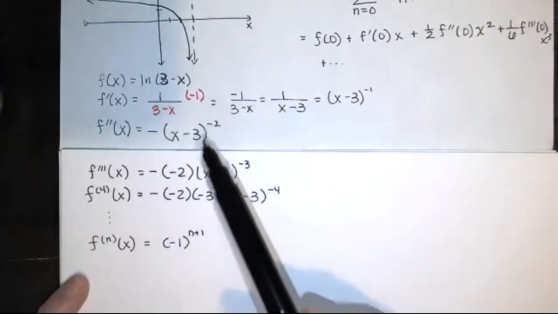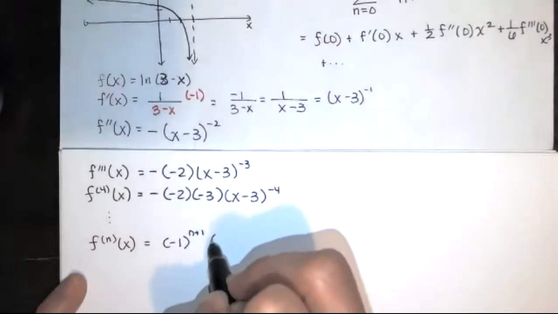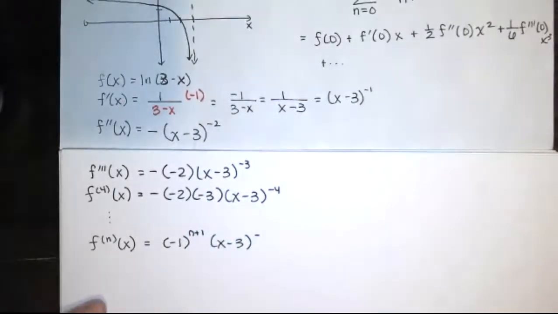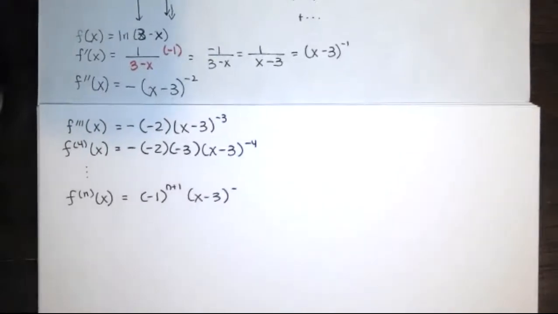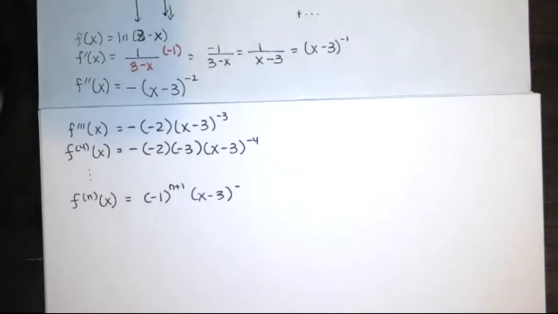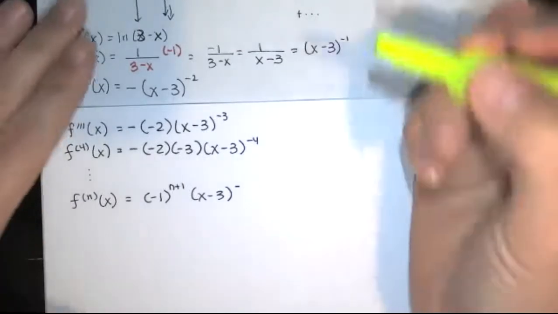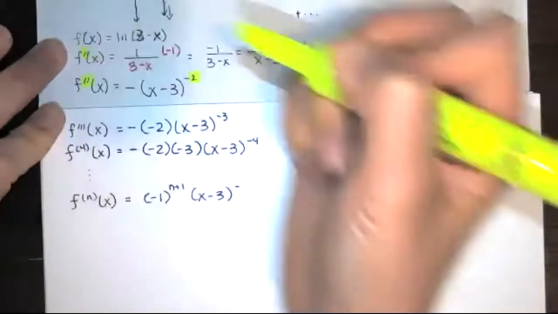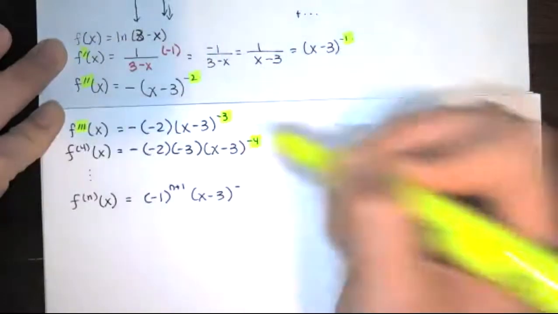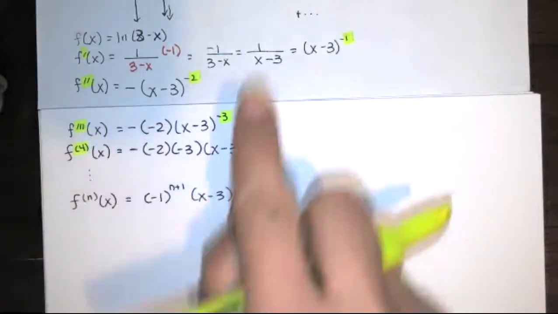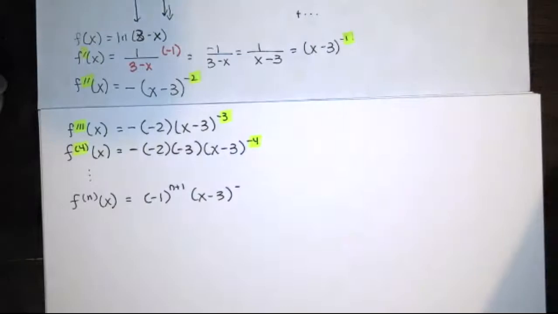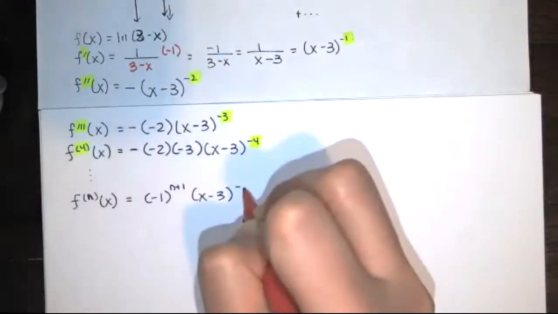What else do we notice? Well, they all have an x minus 3. And they've got a negative power there. Okay, now I'm looking for a relationship between that power and the order of the derivative. This is a -1 when that's a first derivative. That's a -2 when that's a second derivative, a -3 when we have a third derivative, a -4 when we have a fourth derivative. So the order of the derivative is the same as that number that's multiplying the -1. So if this is the nth derivative, this must be a -n.